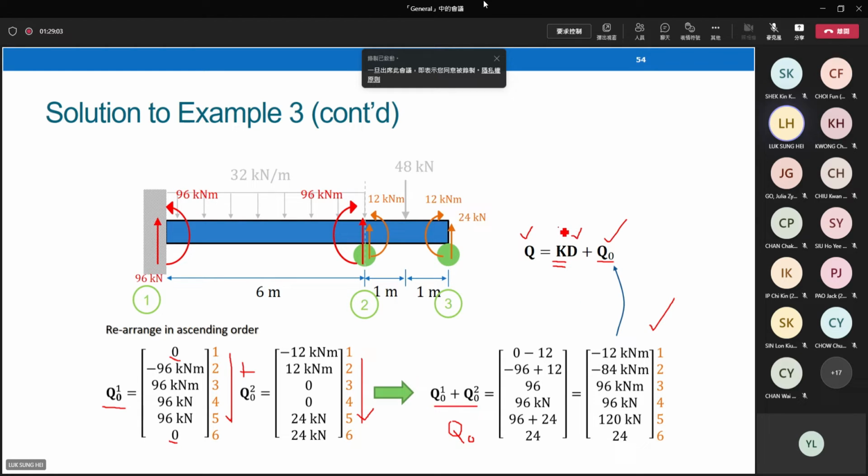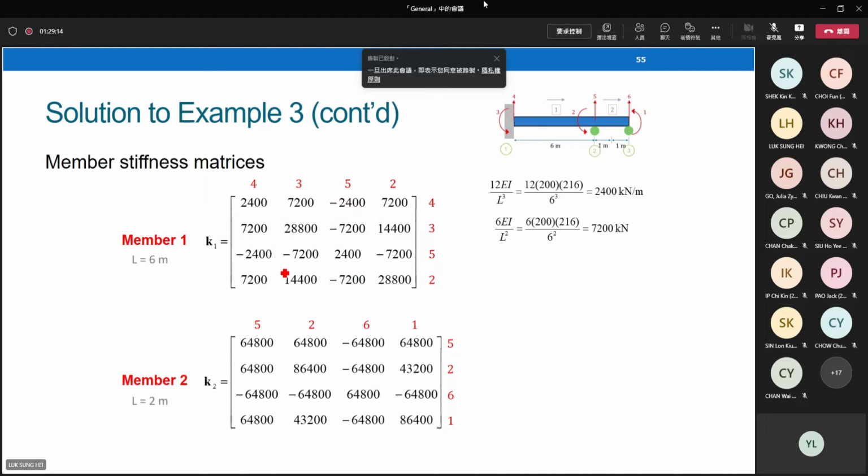How to find out K? To find out K, we have to use our classical procedures. Find out K1, K2, and then put them together. K1, K2. This time, unfortunately, member 1, member 2 have different lengths. Member 1, 6 meters. Member 2, 2 meters long. So when you calculate the values, they will have different magnitudes inside the Siebert's matrix.